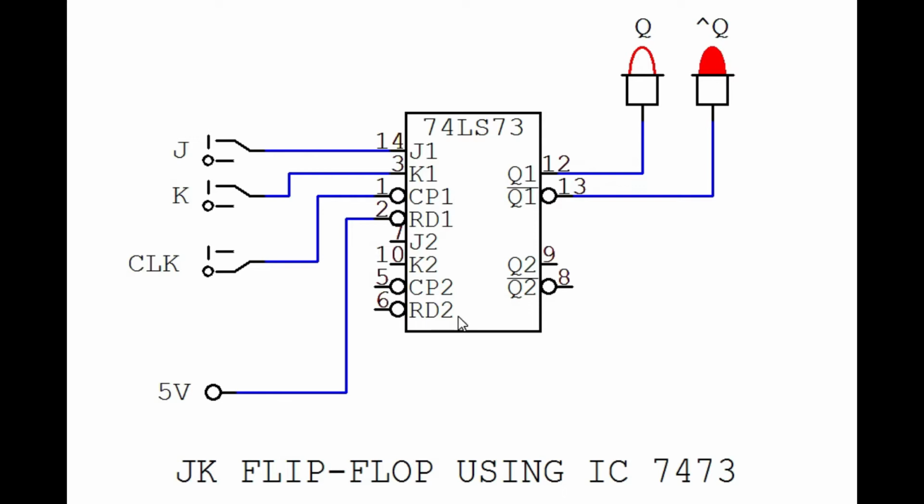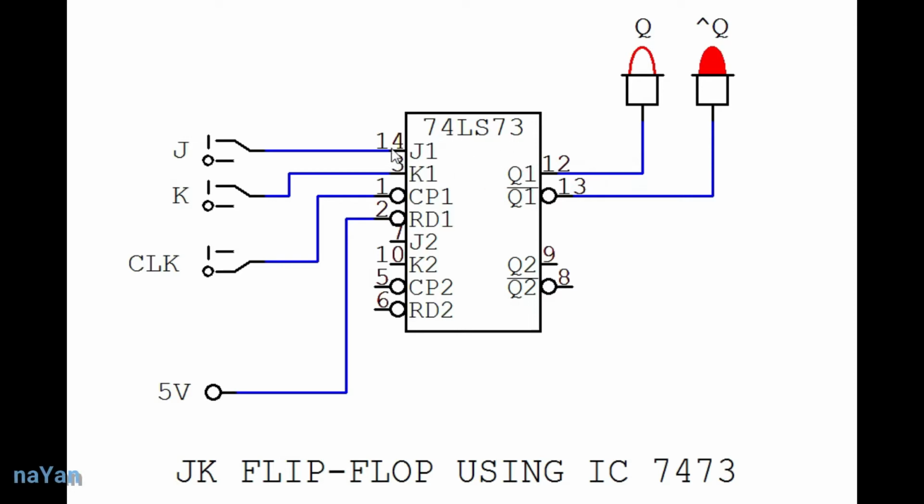Today's experiment is the study of the JK flip-flop using the 7473 IC. 7473 is a JK flip-flop IC that contains two JK flip-flops. In this experiment we are using one JK flip-flop, the first JK flip-flop of the 7473 IC.